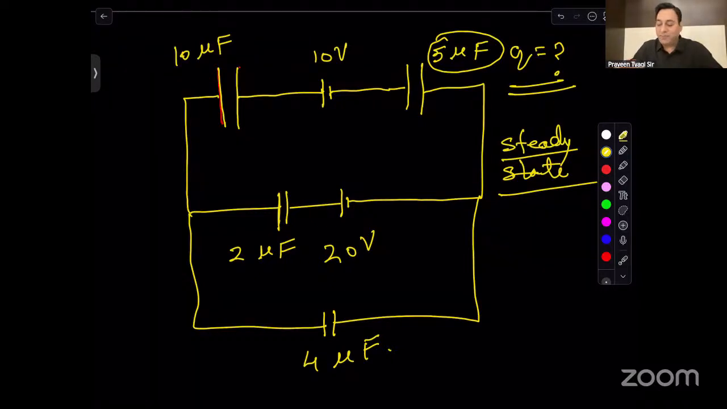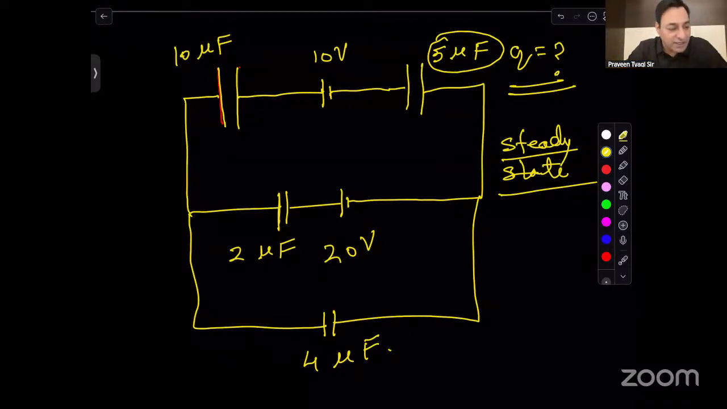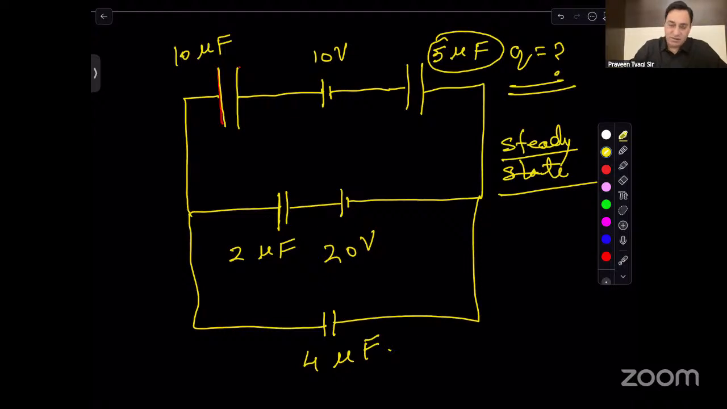I want you to practice how to write Kirchhoff's voltage law in this case of capacitors. Give it a try. I want all of you to try. Kirchhoff's laws haven't been taught. Okay. This is a little, Kirchhoff's rules for current. Okay.